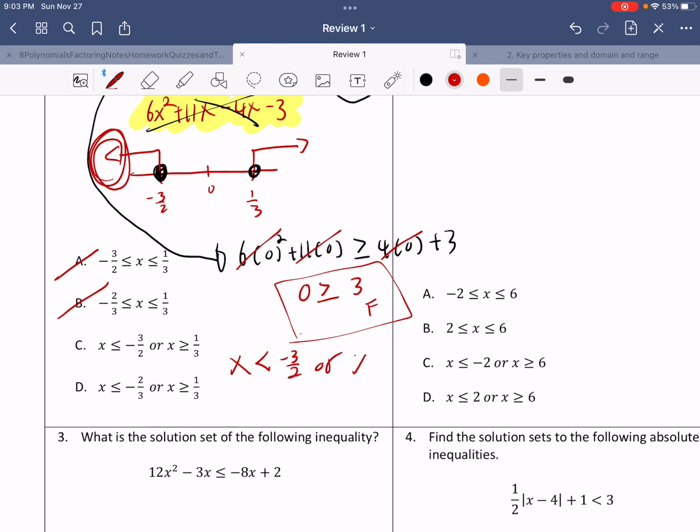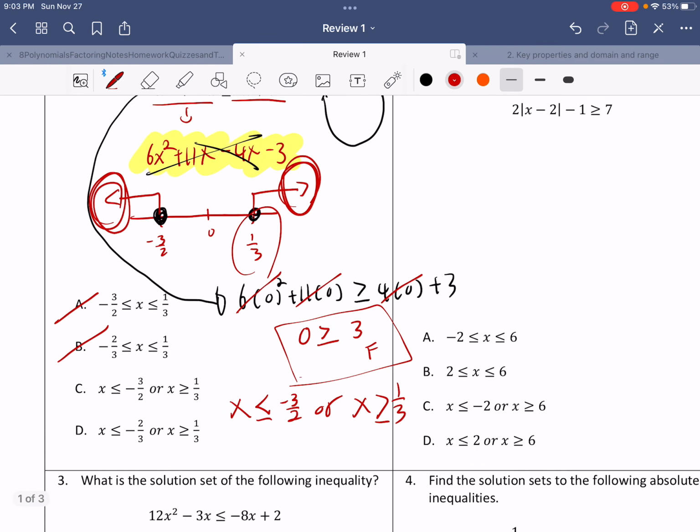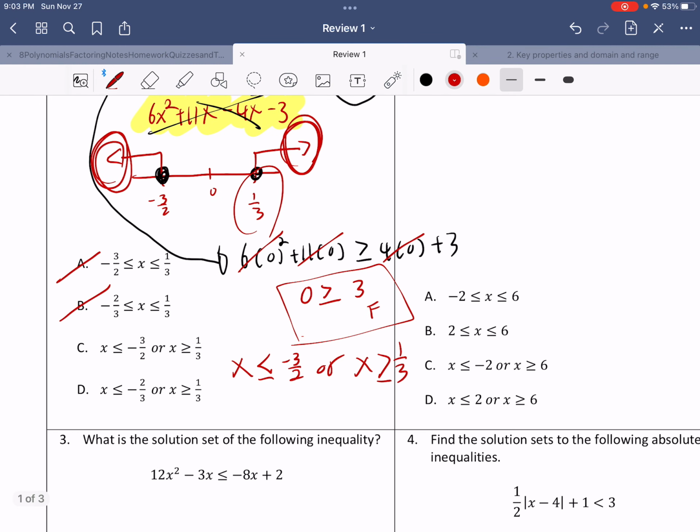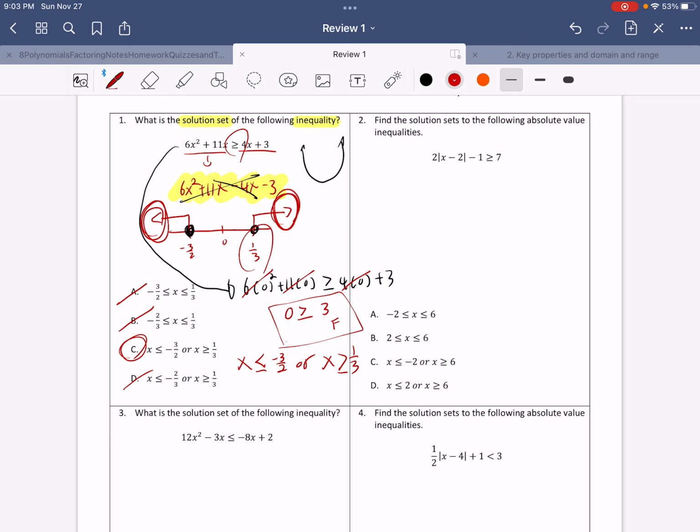Or x is, copy this direction, greater than 1/3. So as you can see, it's less than or equal to because it has a less than or equal to sign. So which one is the 3 over 2? This one. Actually, I could have eliminated this one already, so the answer is going to be easy, but whatever. It's easy like this.